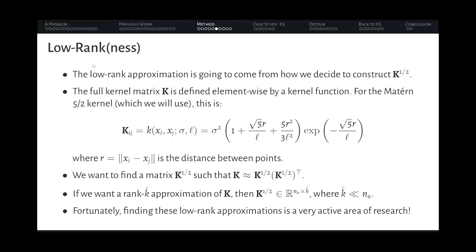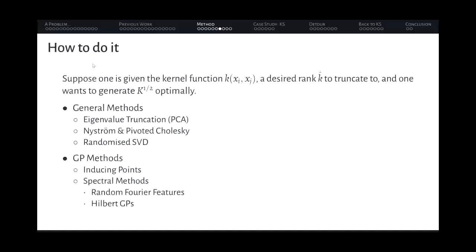my low rank approximation is going to be 1024 by some width that is K hat. If it was squared, then it'd be the full rank, but we want to approximate, we want to truncate directions that aren't contributing much to variance. And yeah, fortunately finding these, doing them quickly, is a very active area of research for GPs. Whole bunch of methods. So you're given a kernel function and a rank K, how do you generate K optimally, or uppercase K optimally?